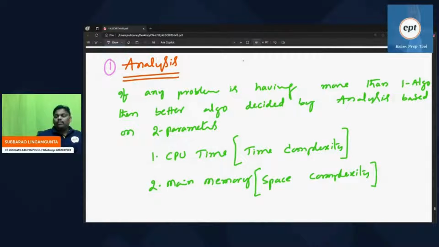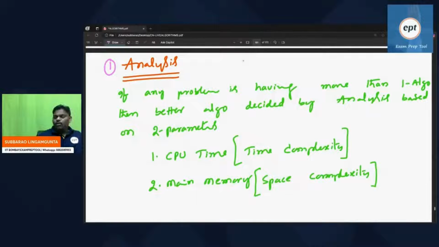If any problem is having more than one algorithm, then the better algorithm is decided by analysis based on two parameters, CPU time and main memory. Because whenever a program is running, it will use the CPU. It will store data in the main memory. So whenever a program is running, how much CPU time it is taking and how much main memory it is using, that is called time complexity and space complexity. So remember, for any algorithm, if time complexity is less, then it is the best one. Suppose a problem has 5 solutions; out of all of them, which solution will take less time? That is called less time complexity. That is the better algorithm.